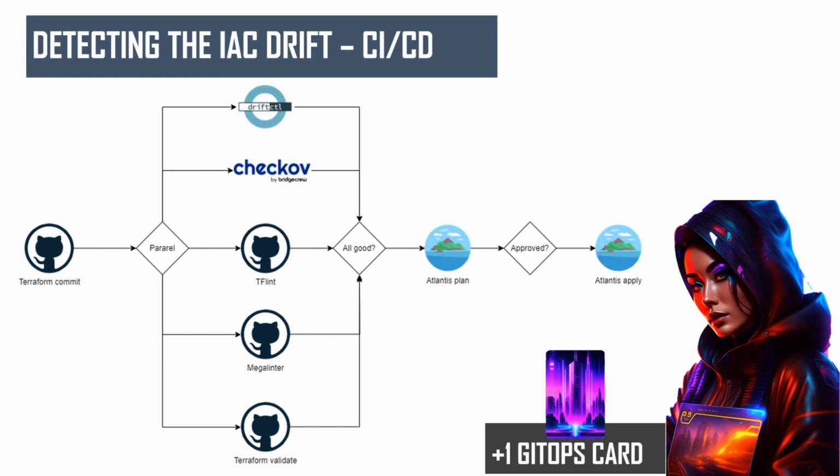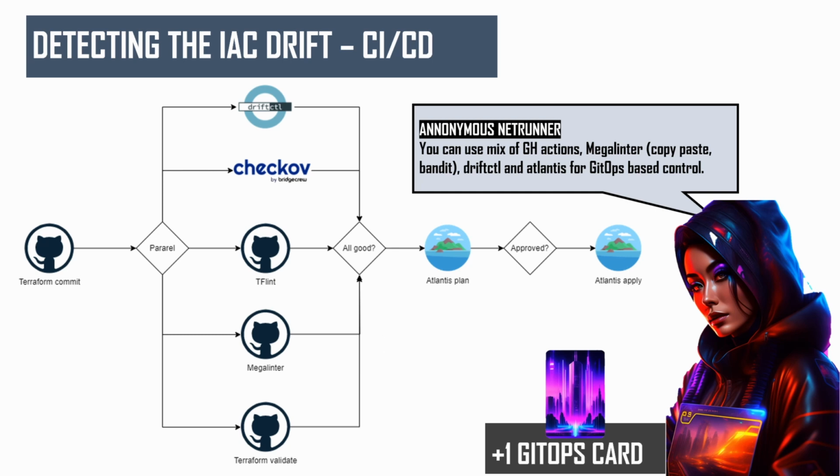You can just commit your Terraform. And in parallel, you can run driftctl, you can run Checkov, you can run TFLint or Megalinter, which is my favorite tool, and Terraform validate. When all of these things are good, from security, from the linting perspective, from the drift detection perspective, you can run Atlantis plan. And when it is approved, then you can run Atlantis apply. And by this information, Nix is getting 1 GitOps card.